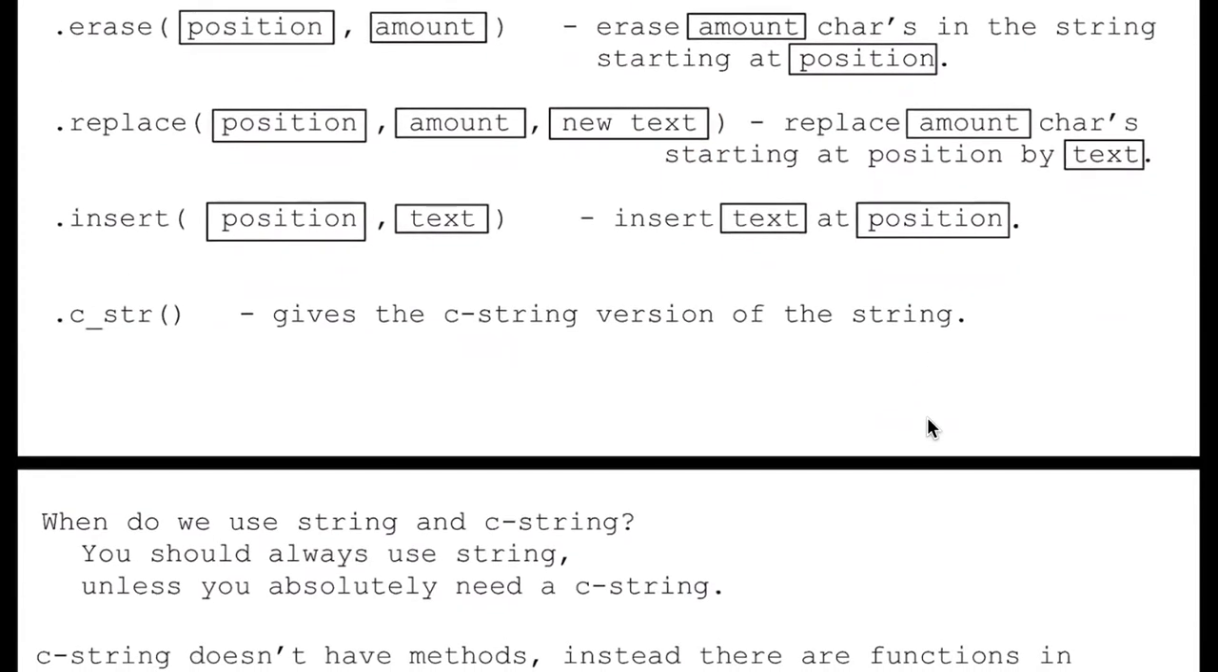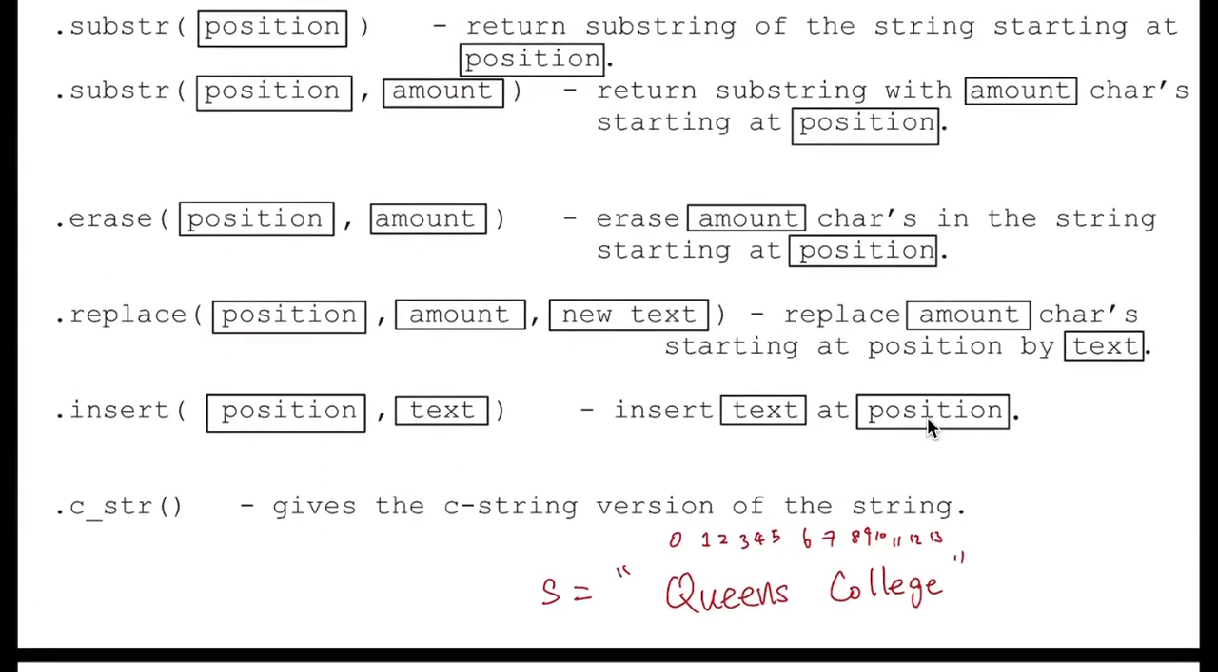So let's say you have S equals to Queens College, right? Then Queens College has indices 0, 1, 2, 3, 4, 5, 6, 7, 8, 9, 10, 11, 12, 13. Now let's say you want to do a replace of 3 and then 5. You want to replace 5 characters. What do you want to replace them with? Let's say you want to replace it with just HI.